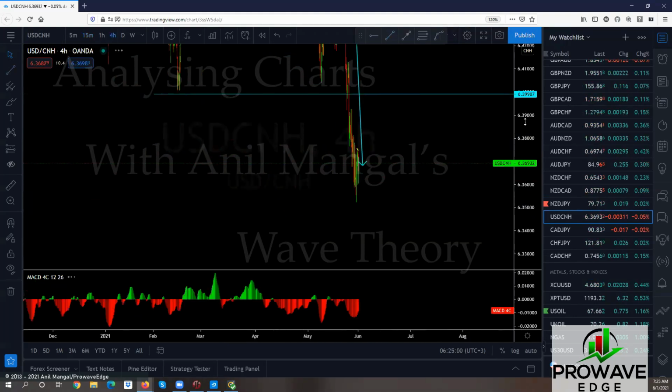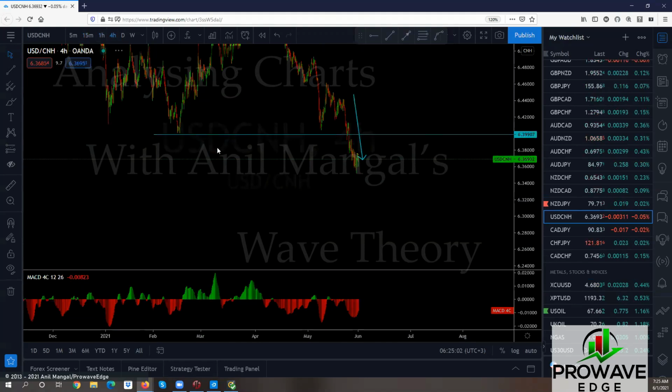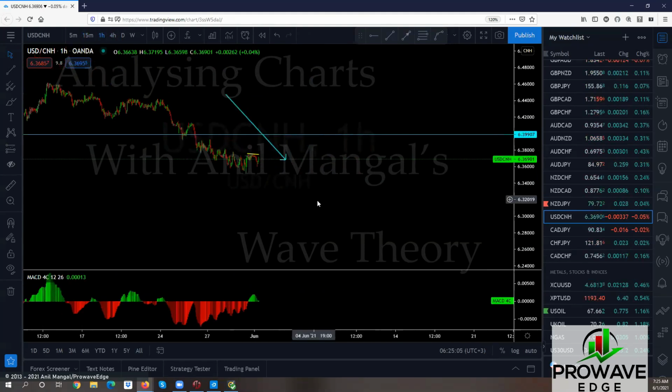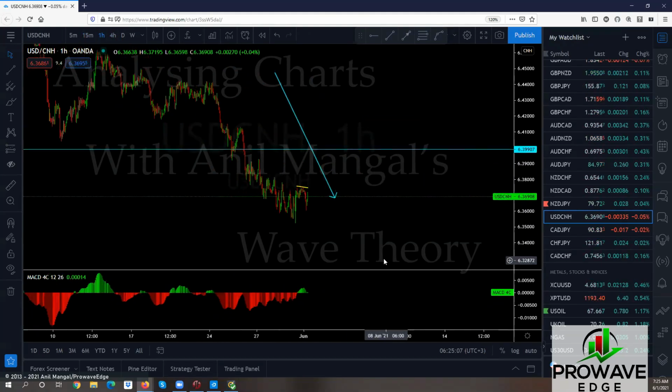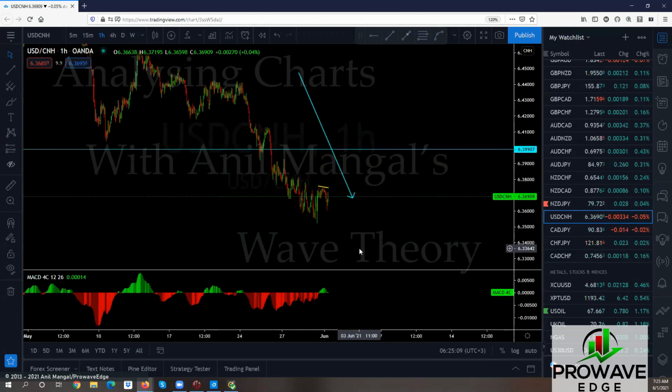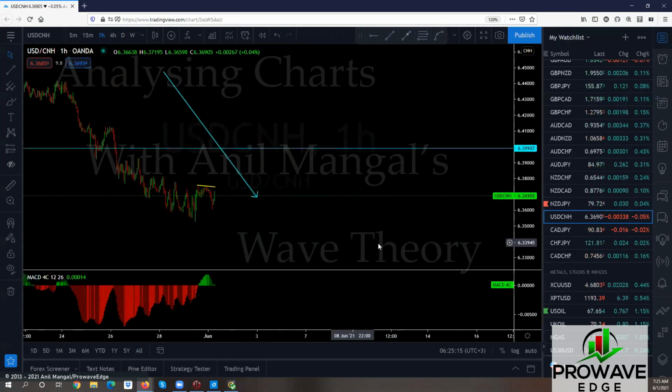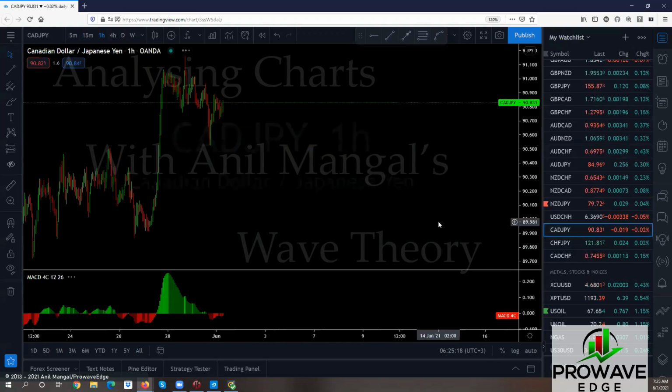Let's see in the 4 hour. Could be 1 hour. Looks good for at least one more move up. If it's not the starting point, it's at least one more move up. If it's not the start of the big move to the upside, I mean the big weekly one, but at least one more move up. So go for the trade. Canadian.